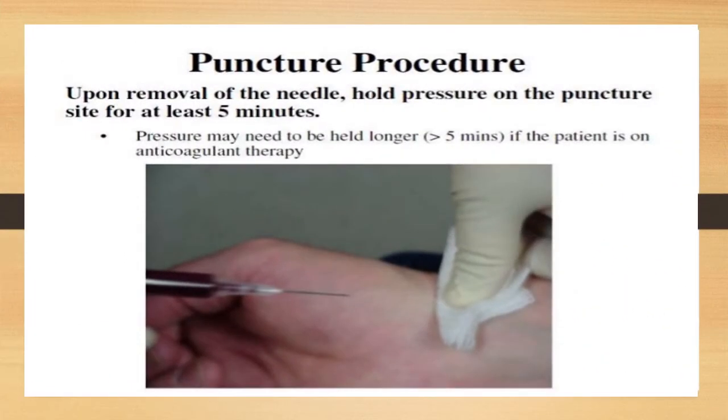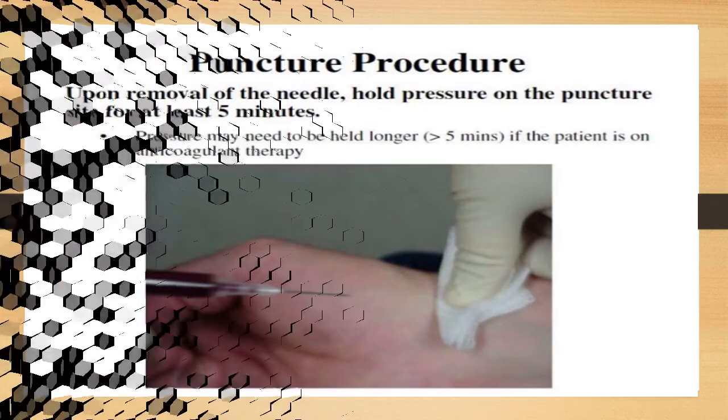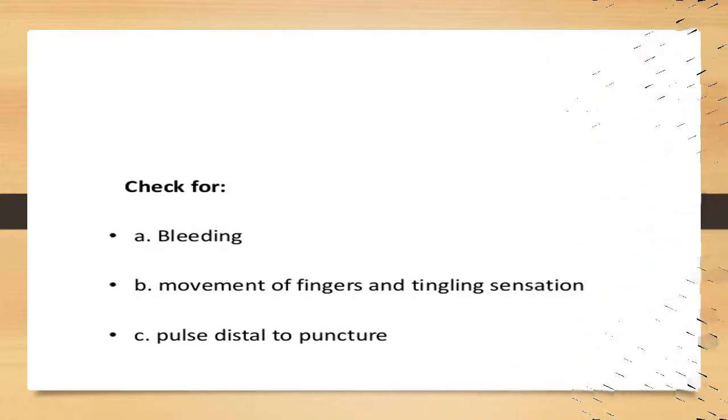Upon removal of the needle, hold pressure on the puncture site for at least 5 minutes. Pressure may need to be held longer than 5 minutes if the patient is on anticoagulant therapy. So here, since we have punctured the artery, there may be a chance of bleeding. So we have to give compression for 5 minutes, and in case the patient has taken any anticoagulant medicine, the patient may need compression for more than 5 minutes. Check for bleeding, movement of fingers and tingling sensation, and pulse distal to the puncture.